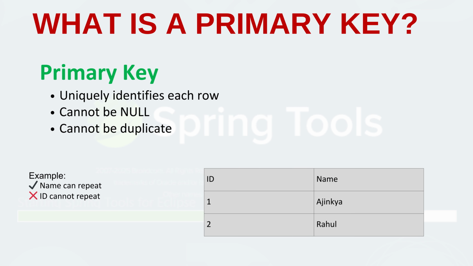Now let's understand primary key. A primary key uniquely identifies each row. Cannot be null. Cannot be duplicate. Example. Name → can repeat. ID → can never repeat. So in JPA, we must tell Spring Boot, this field is my primary key.